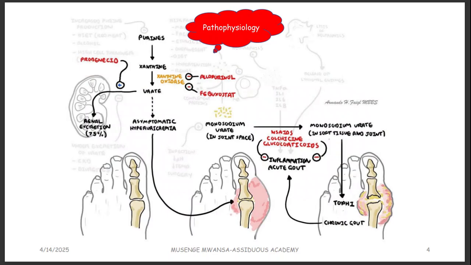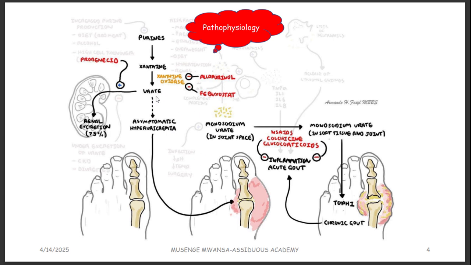So how does gout come about? The pathophysiology. You have a breakdown of purines, you should remember from our biochemistry. When purines are broken down, you are forming xanthine. Using xanthine oxidase, you are going to convert xanthine to urate. And then this urate can be the one that will go to the kidney to be excreted. Sometimes the urate will just be there and it is asymptomatic. So that's asymptomatic hyperuricemia. You just have a lot of it and there are no symptoms. Okay.